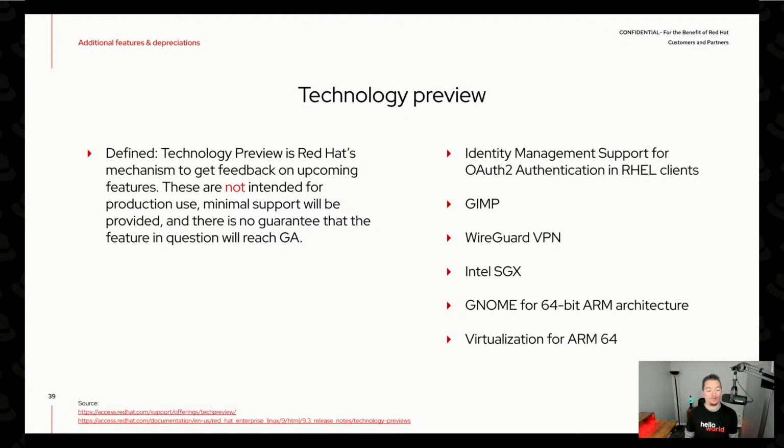Things like built-in WireGuard VPN. So if you're familiar with OpenVPN and how painful that is to set up and configure and maintain, take a look at WireGuard. We've also got things like GIMP that's in tech preview, and I saw some chat about ARM. GNOME is now coming to 64-bit ARM architecture, as is virtualization. So a lot of advancements on the ARM front.